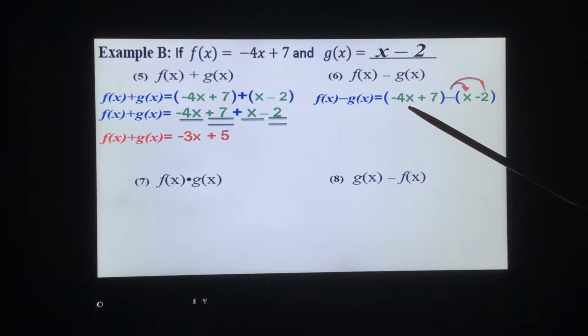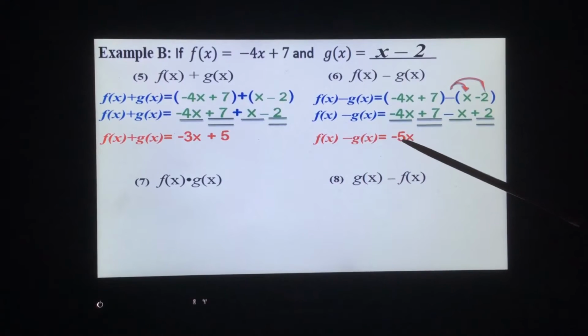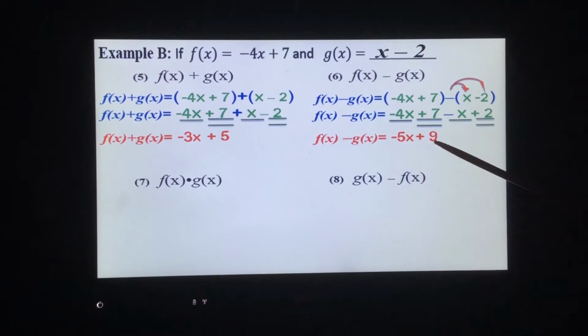So this is just going to come down, and then negative times x is negative x. Negative times the negative 2 is a positive 2, all right? We have 4 terms. 2 of them are the same, and the other 2 are the same to each other. So let's go ahead and combine like terms. So negative 4x and negative x together make negative 5x. 7 and 2 make 9. So we have the negative 5x and we have the plus 9.